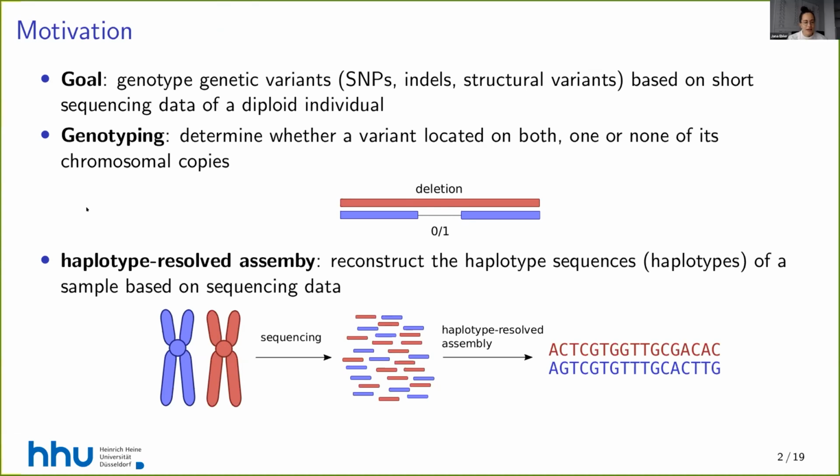Another important term is haplotype-resolved assembly, which means to reconstruct the haplotype sequences of a sample. So basically reconstruct the two chromosomal sequences of a sample.